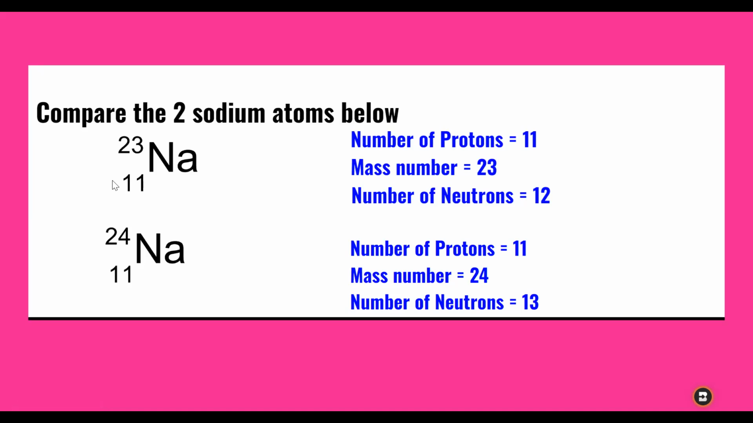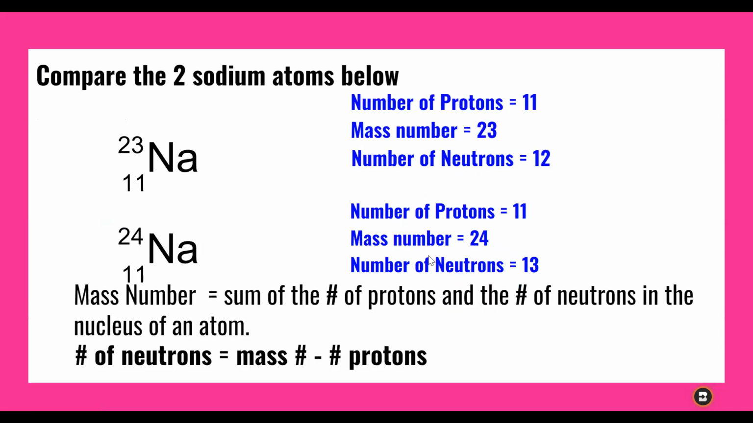Then here, the mass number is 23. The mass number is 24. Okay. The number of neutrons here is 12. Here is 13. How did we get the number of neutrons? Let's look at it again.